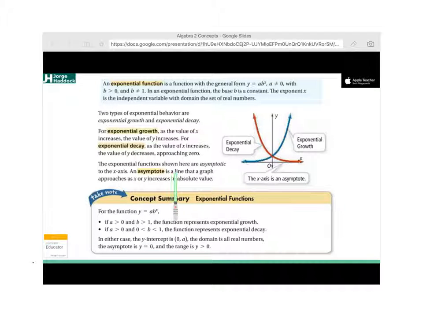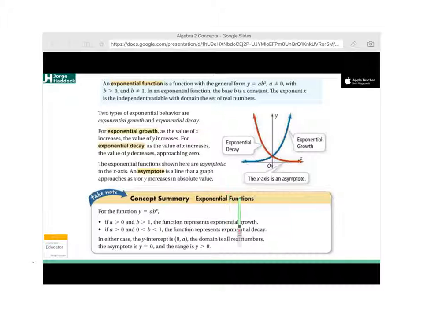The exponential functions shown here are asymptotic to the x-axis. So that means that my x-axis is an asymptote. So that means that this graph is not going to intersect the x-axis. It's going to get very close, but it's never going to cross.